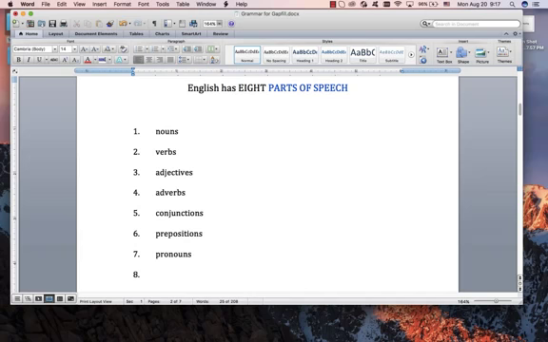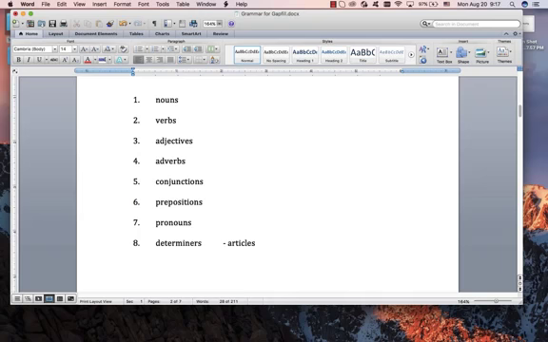And finally, a slightly more complicated one called determiners. These can be articles, such as, well, there's only 3. There's a, or an, or the. And quantifiers, don't worry about this too much. These aren't so important. The things like some and any.